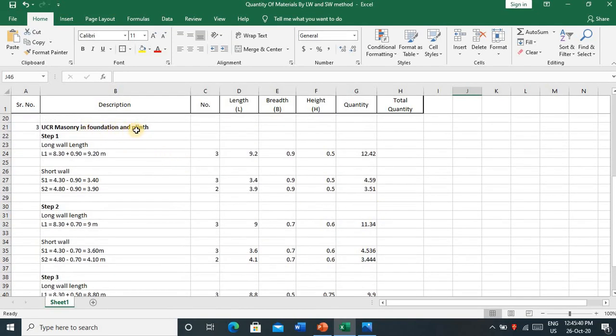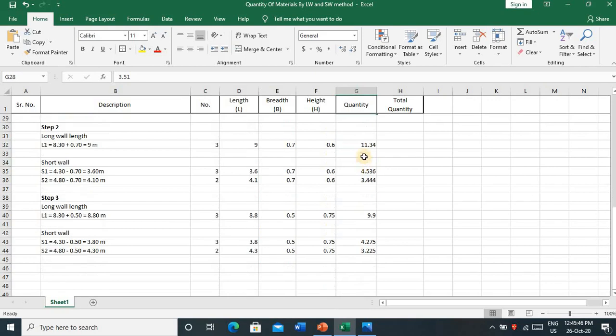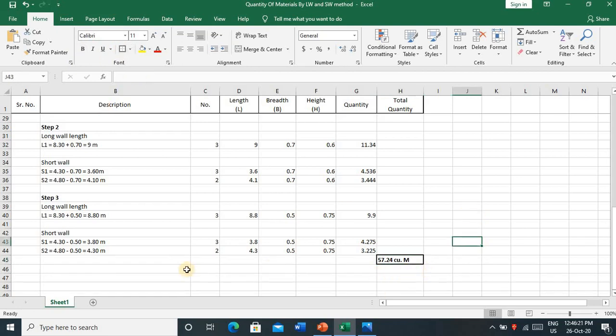So for UCR masonry in foundation plinth you need to add these 1, 2, 3, 4, 5, 6, 7, 8, 9 quantities to get the total quantity. The total quantity I have calculated here is 57.24. Again, the unit will be cubic meter because there are 3 dimensions in the calculation: length, breadth and height. So 57.24, make it bold.